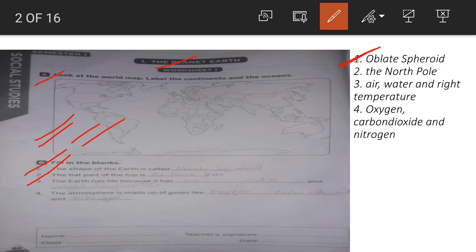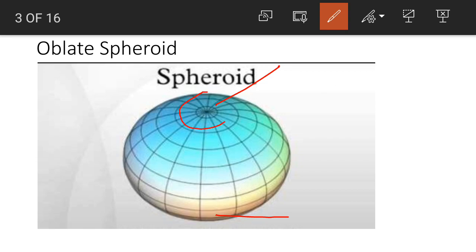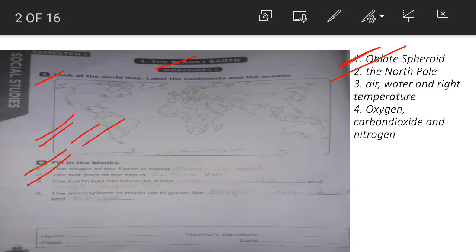Next, question number 2. The flat surface of the top is the North Pole. As we can see, this is the top and this is the bottom. This part we call the North Pole, and this part we call the South Pole. The top portion is the North Pole. The top and bottom are flat.